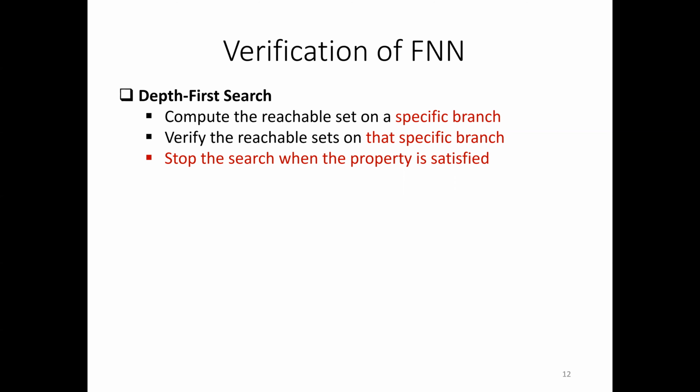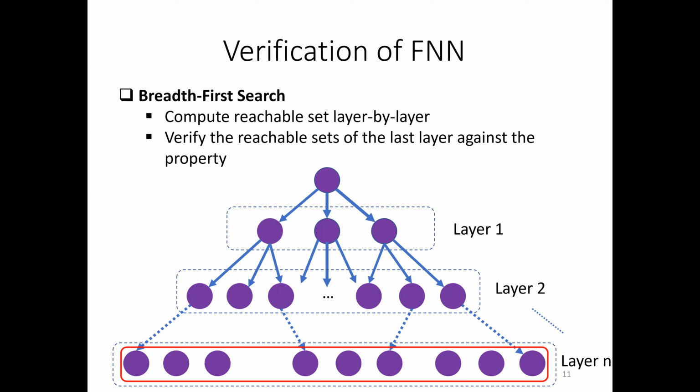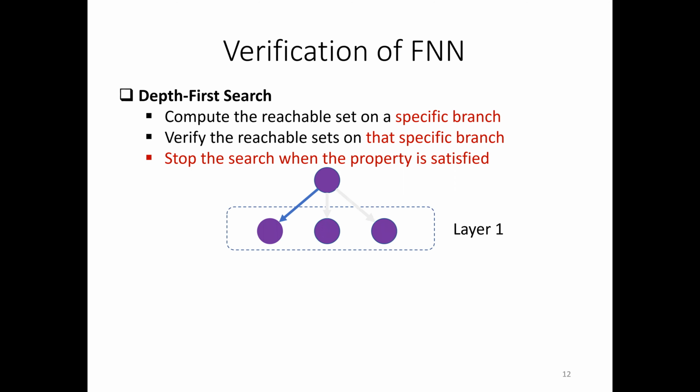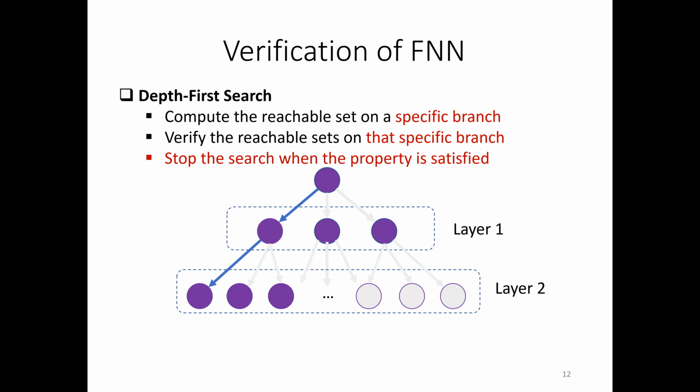Okay, so here, let's go back. In breadth-first search, you need to compute the reachable set of all layers, layer by layer. And in depth-first search, you don't need to do that. So here you have first the input set, and then after the first layer, you have 3 outputs. And for these 3 outputs, you only pick one to go deeper. You pick one of the 3 outputs of the first layer, and then you compute the reachable set of the second layer with that input set only.